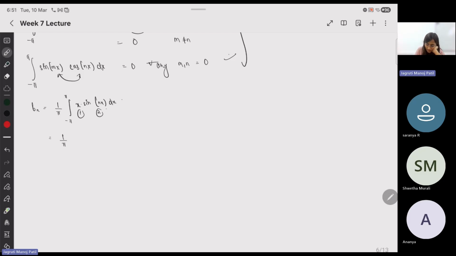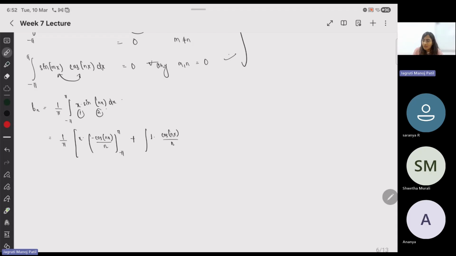You'll have 1 by pi, keep it as a constant. You'll keep your first function as it is, and you'll integrate your second function. That gives you cos nx by n, and you want to evaluate it from negative pi to pi. Now for the second term, minus, you differentiate the first function, so you get 1, and you integrate your second function, so you get cos of nx by n. Integrating sine gives negative cos, so you have a negative here.